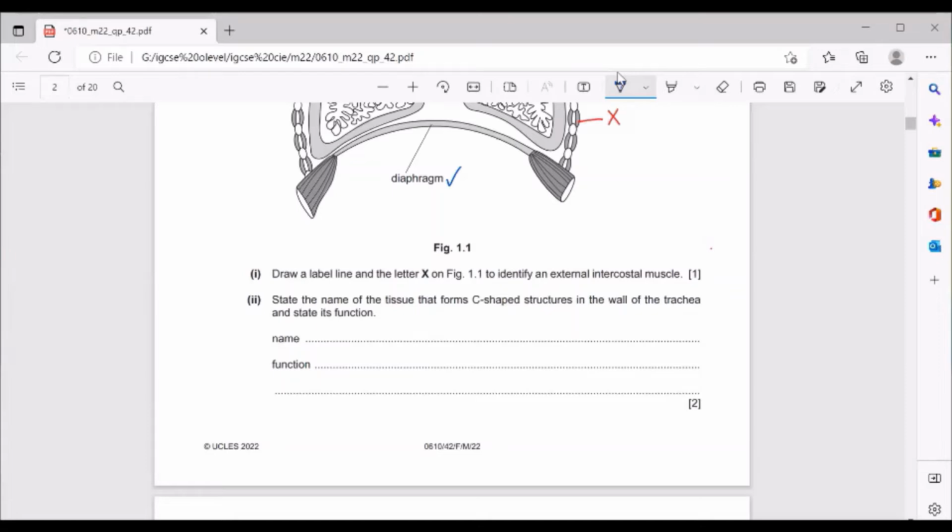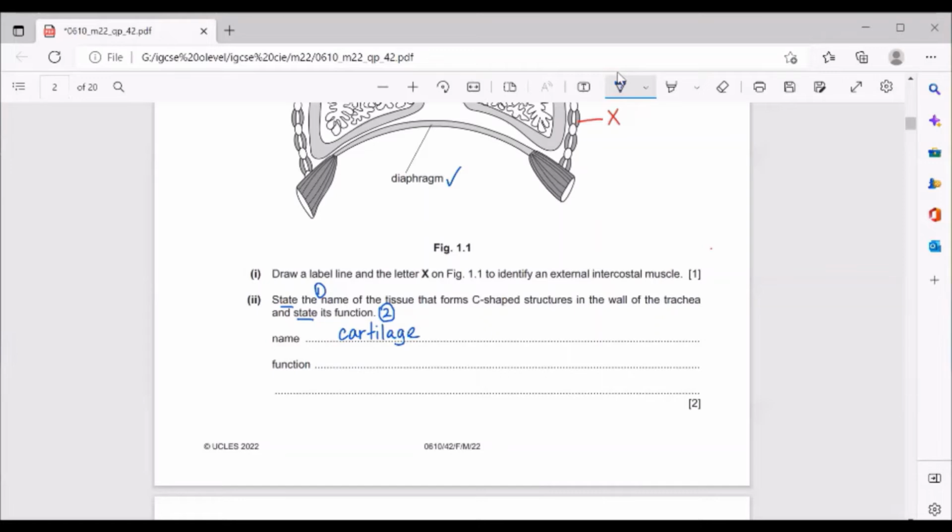State the name of the tissue that forms C-shaped structures in the wall of the trachea and state its function. Now, there are two parts to this question. The first part is to state the name of the tissue, and the second part is to state the function. Since the command word being used is the term state, you only need to give the answer without any elaboration. The structure that forms a C-shaped structure in the wall of the trachea is known as the cartilage. So therefore, the name is cartilage.